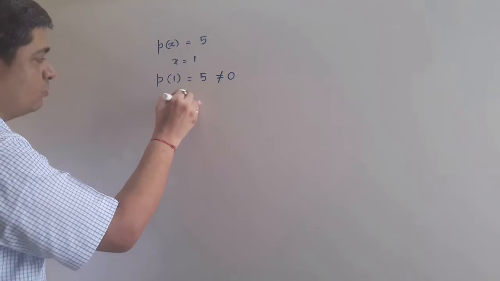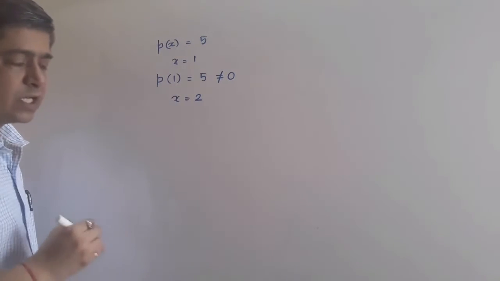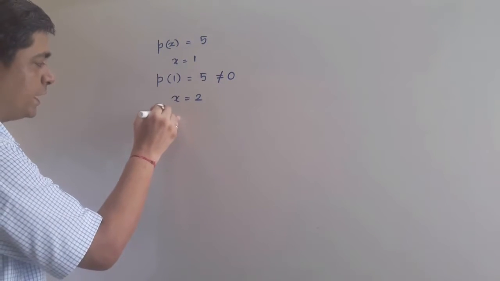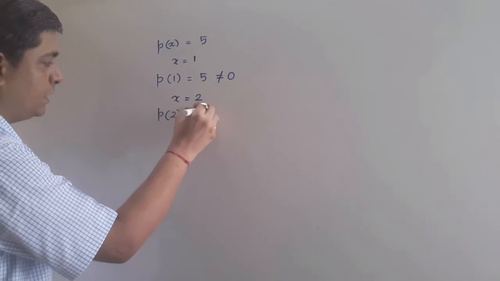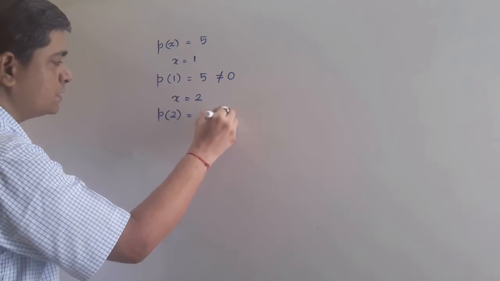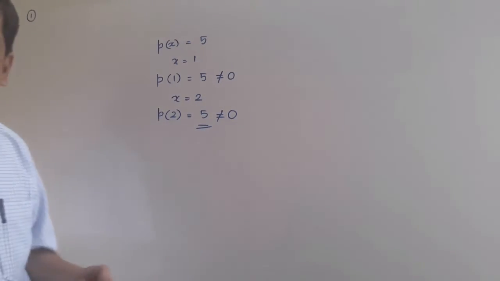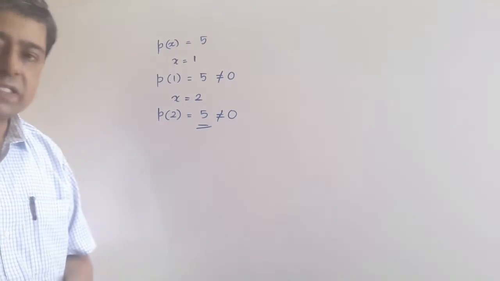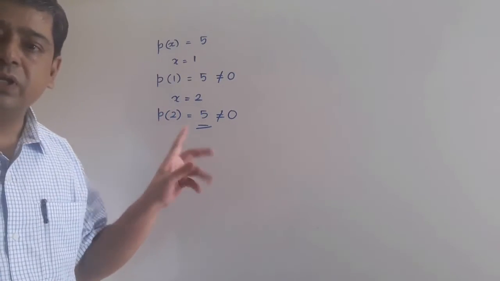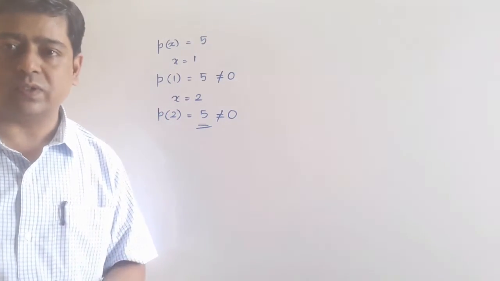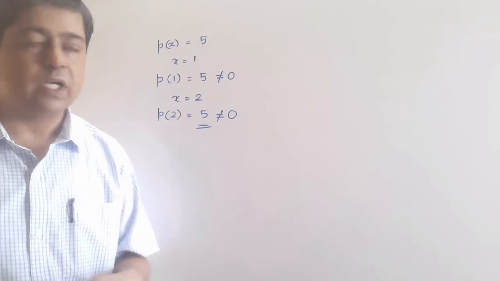Suppose I ask you what is the value of the polynomial at x equal to 2, so if I try to find p of 2, that will be again 5 only, because here no change is possible since x is not given there. So we can say that a constant polynomial does not have any zeros.